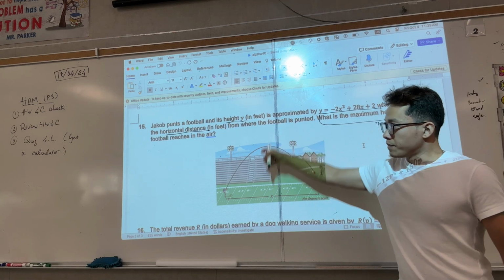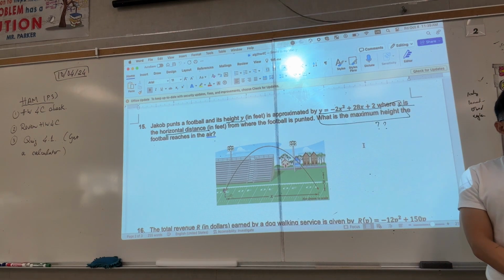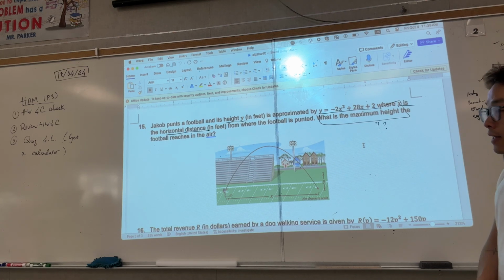Okay. How do we do this? Raise your hand. Ernesto, let's go. Use the x vertex, which is negative b over 2a. Okay, and then after you found the x vertex, what are you going to do? Is that the answer? No, you have to plug it into the equation to find the y vertex.